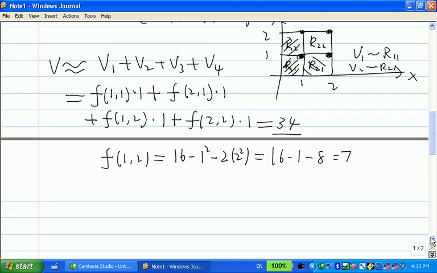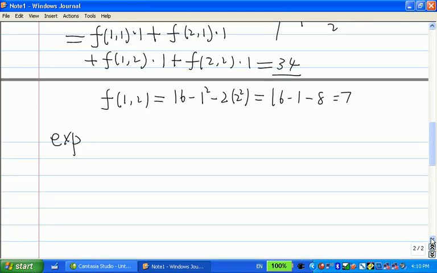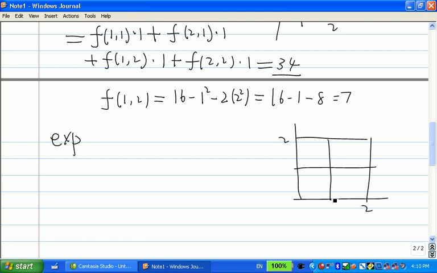Now, let's do this problem again. Same thing, but this time we don't choose the upper right corner. We estimate the same thing over [0, 2] by [0, 2], also divided into 4 squares. This time we use the middle point: 1 here, 1 here, 1 there. We use the middle point of each rectangle as the sample point. Let's call these 1, 2, 3, 4.